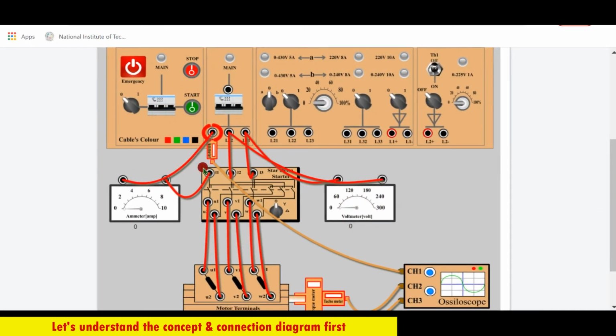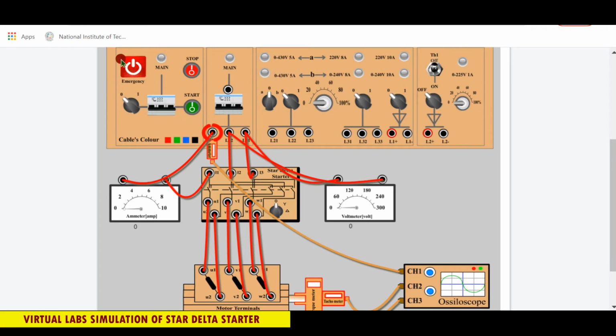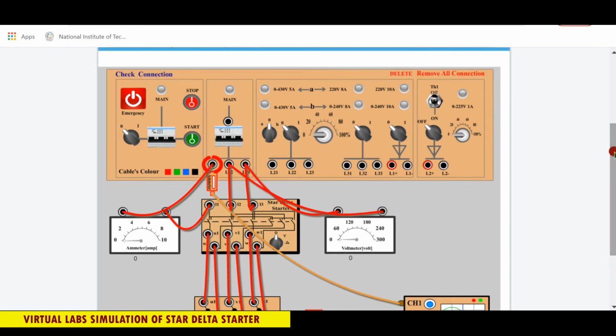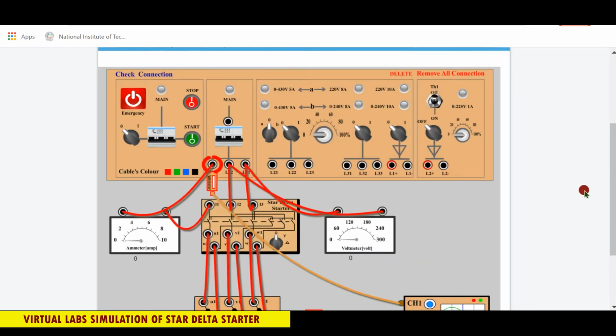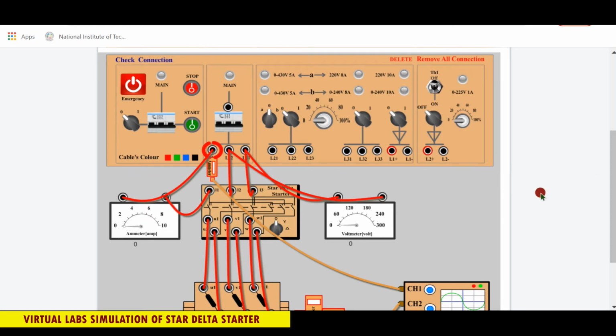So guys, we have already connected the circuit and this is the switching panel, this is the supply panel. As you can see over here, this is the MCB panel and these are the start and stop buttons. So just before going to simulation, we will just check the connection whether it is right or not. So it is telling right connection. So now we can switch on the supply. Okay, so first of all switch this knob to right.